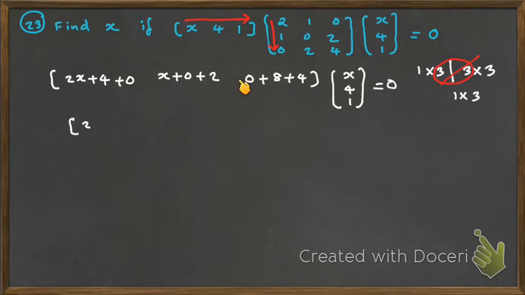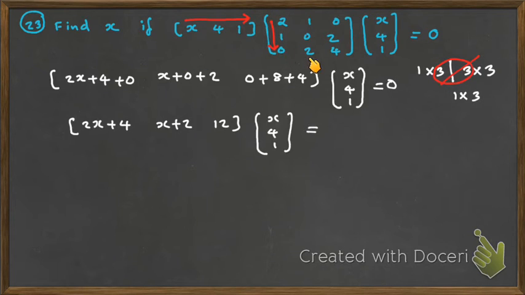I'm going to perform this multiplication. This row will go along the column. It's a 1 by 3 matrix multiplied by a 3 by 1 matrix. My answer has to be a 1 by 1 matrix. So I just copied that one more time. So 2x plus 4, this is x plus 2, that's 8 plus 4 is 12, into [x; 4; 1]. It's basically the same thing, I just copied it again. And then I check the order. The order is a 1 by 3 matrix multiplied by a 3 by 1 matrix, so the answer has to be a 1 by 1 matrix.